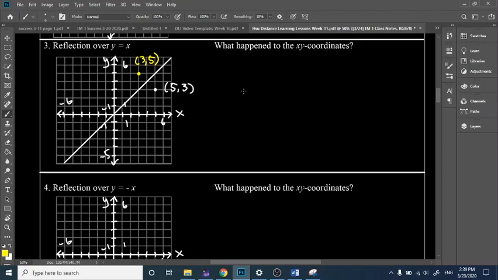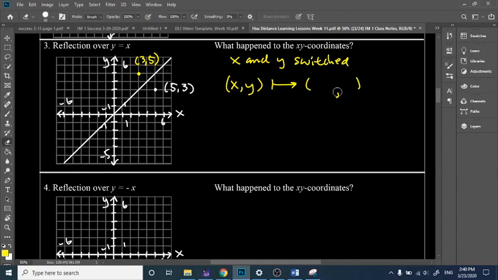So 30 seconds, look at this. What changed? 3, 2, 1, 0. What you probably notice is x and y changed. Or, I guess, a better way to say it is switched. So in transformation notation, that's just like original, this changes into something. What happens is (x, y) turns into (y, x). Alright, that's interesting.